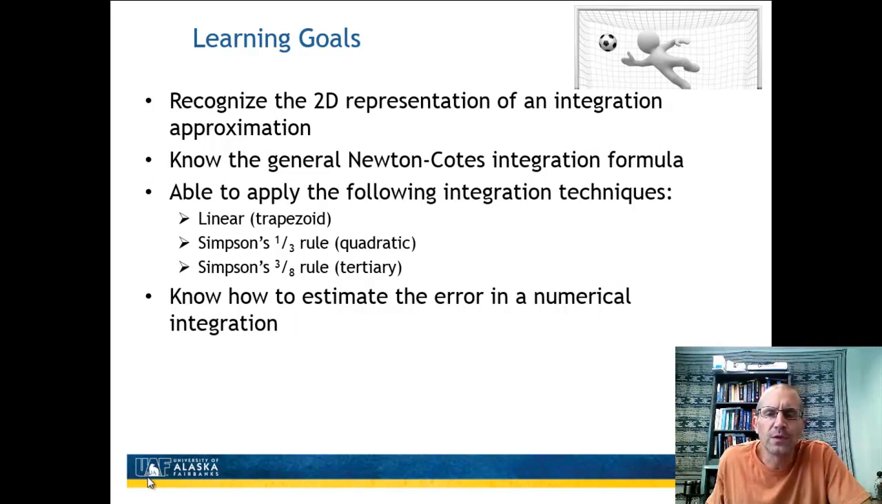So here are the learning goals. At the end of this, you will recognize the 2D representation of an integration approximation. You will know the general Newton-Cotes integration formula. You'll be able to apply the following integration techniques: linear or trapezoidal, Simpson's 1/3 rule, which is quadratic, and Simpson's 3/8 rule, which is cubic. And you will know how to estimate the error in a numerical integration.